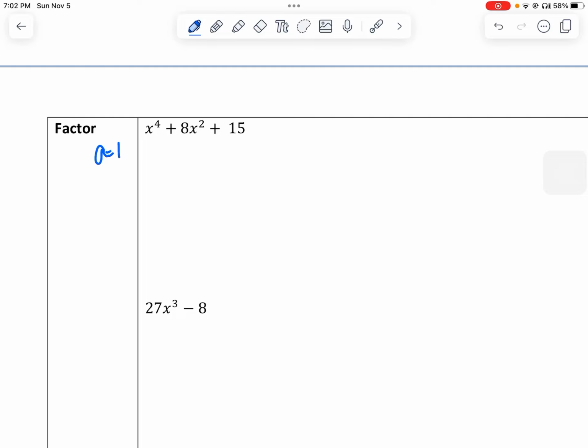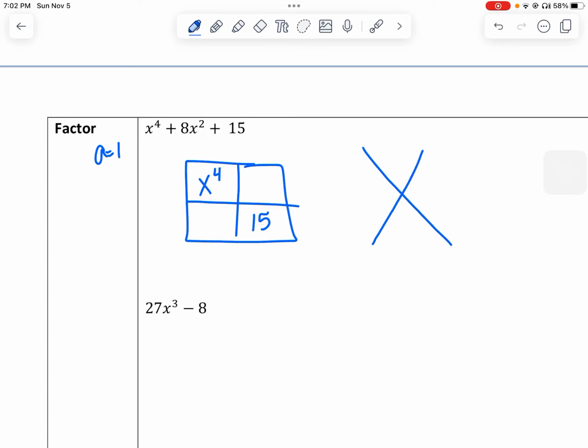organize it that way. But if you're going to use the box, you would start the same way that you did with a quadratic. You would do x to the fourth and 15 here, so the first and last term. And then a times c, so 1 times 15 is 15, and then it has to add to 8. So numbers that multiply to 15 and add to 8 would be 3 and 5. Those go in my diagonals. 3x squared, and then 5x squared because those make 8x squared.